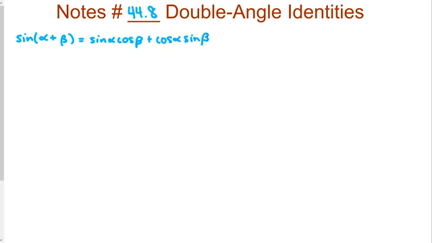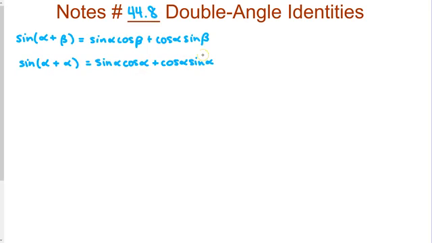So what if the two angles, alpha and beta, were actually the same? What if it was alpha and alpha, or beta and beta, or if they were both called something else, like theta? So imagine that we have the sine of alpha plus alpha. Then every time we see a beta, we're going to replace it with an alpha. So we have sine alpha times cosine alpha plus cosine alpha times sine alpha.